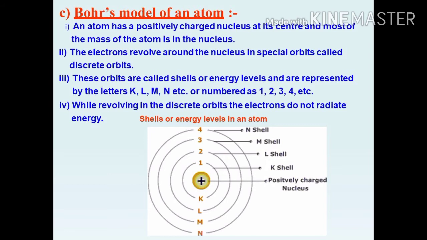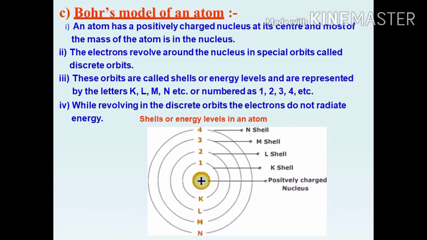See here, one picture is there. The center plus point is the positively charged nucleus. It contains protons. Around the plus point, a number of orbits are there. The orbits are numbered 1, 2, 3, 4. Here, a total of 4 orbits are given. What is the function of these orbits? The electrons are revolving through these orbits.